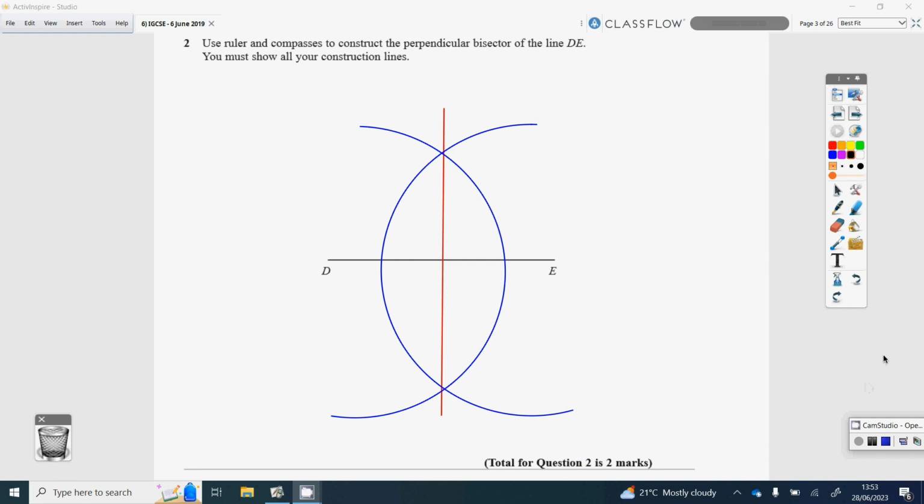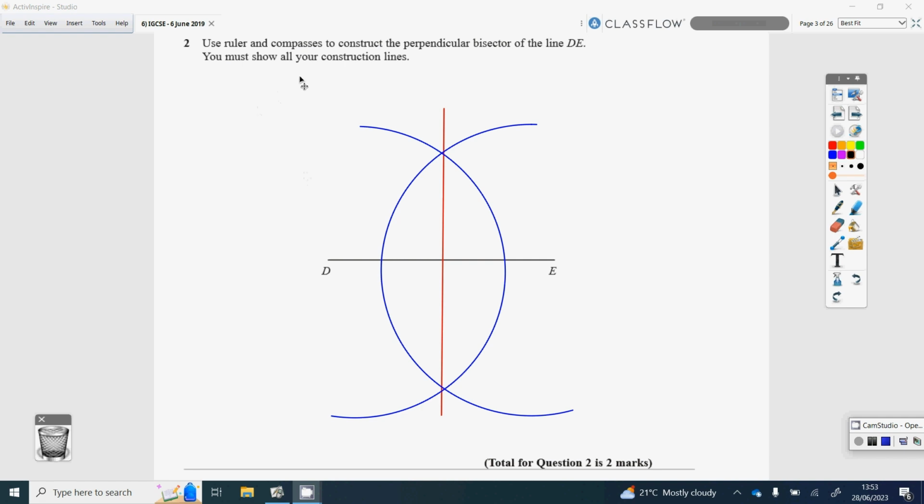Question 2, we're being asked to use ruler and compasses to construct a perpendicular bisector. Bisector means the line's going to be halfway along between D and E, and perpendicular means it's got to be at 90 degrees to the line DE. So our final answer is going to be the red line. But we've got to use our ruler and compasses to do this. And the ruler isn't for measuring, the ruler is just for the straight line.